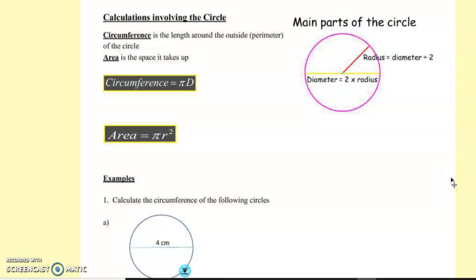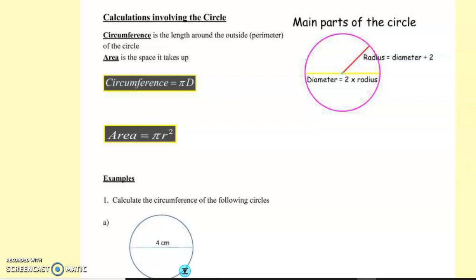Today we're going to have a look at calculating area and perimeter involving this circle. We're going to start just by looking at the circle itself, which should be revision of National 4 level work, and then we'll move on to composite shapes that include the circle.